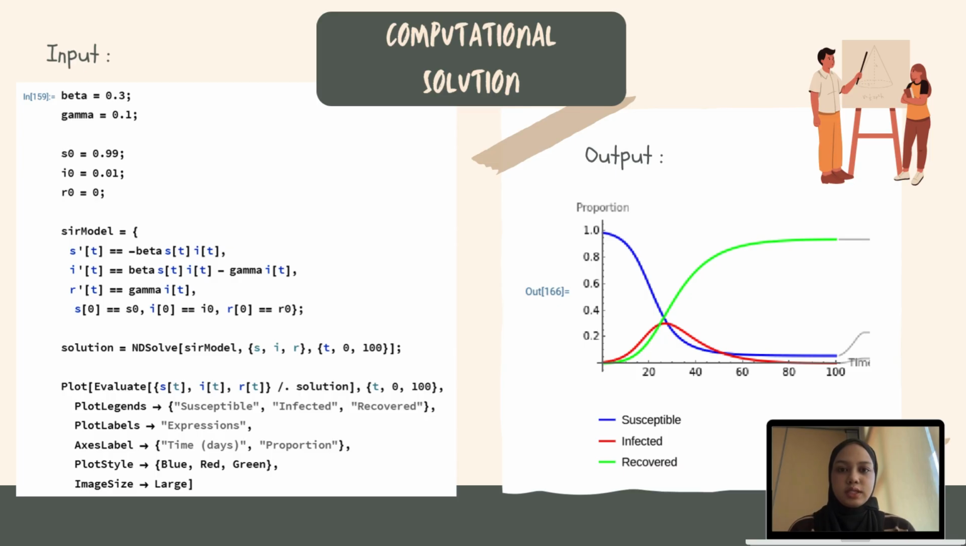Okay, now let's look at this graph. The first one, the infected group, spikes early on and then drops. Next, the susceptible group decreases steadily. Lastly, the recovered group increases over time. This shape, especially the peak of the infected curve, helps us understand when the outbreak is at its worst.